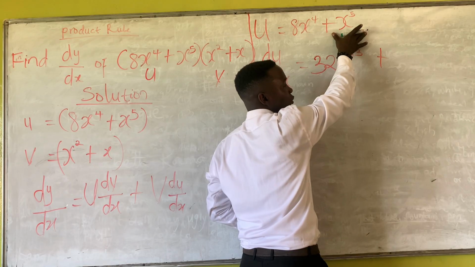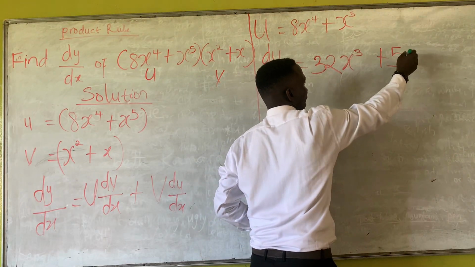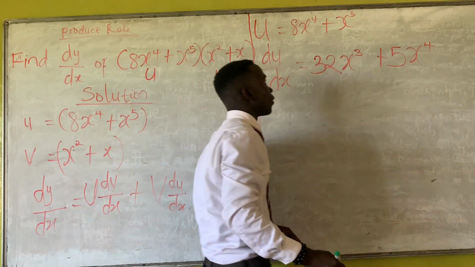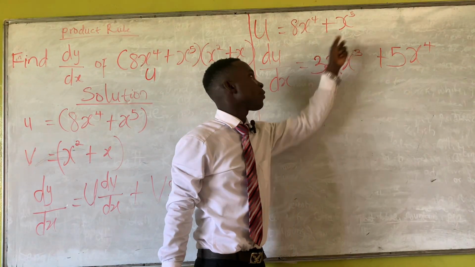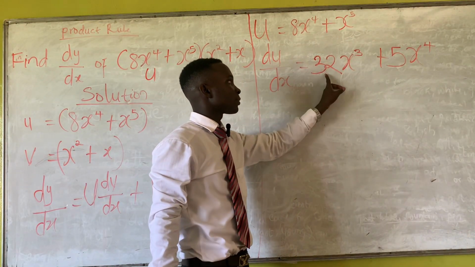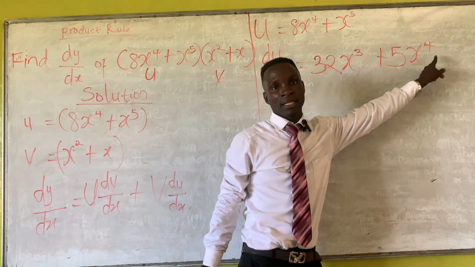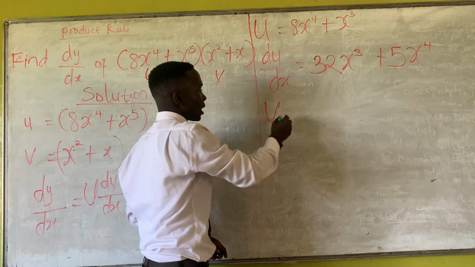If you differentiate x^5, this 5 will come here to give us 5x, and 5 minus 1 gives us 4. So if you differentiate u, which is equal to 8x^4 + x^5, your du/dx will give us 32x^3 + 5x^4. After differentiating u, bring out your v.